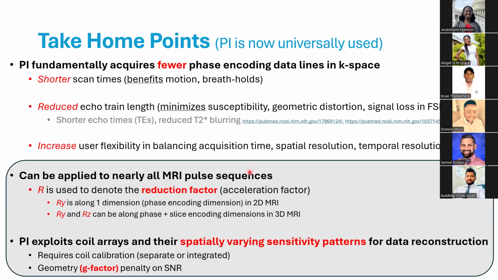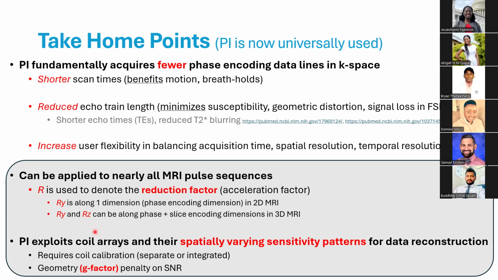All right, so this is what you need to remember. Parallel imaging can be applied to nearly all pulse sequences; I can't actually think of a pulse sequence that it can't be applied to. The theory says it can, and it probably can. R is the reduction factor, also known as the acceleration factor. We often denote it just by R, but while you do one-dimensional phase encoding acceleration in 2D MRI, you can also accelerate two dimensions, along the phase and slice encoding dimensions. So in papers, you'll also see it split into an R_Y and an R_Z for the two different directions.